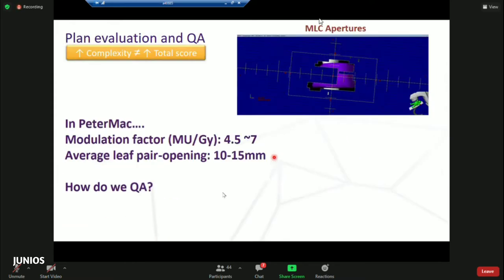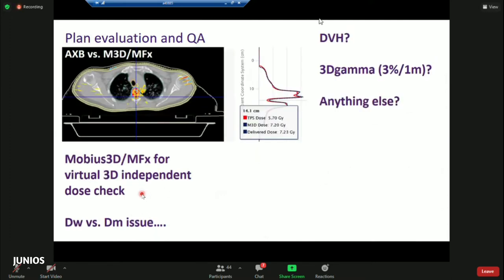We have a script to run, and even before that, rather than checking what is approved, sometimes we actually give feedback during the optimization of the plan. And our QA process is a mixture of a 3D virtual dose, an independent dose check, as well as measurements. So we use Mobius, but the tricky part is that our Acuros algorithm is dose to medium, which actually deposits dose with a noticeable difference in bone material, whereas our Mobius is dose to water, even though it has a collapsed cone convolution algorithm.